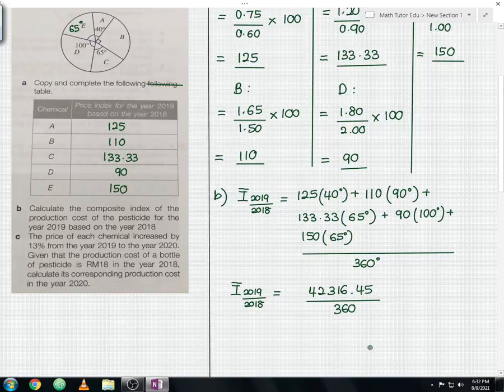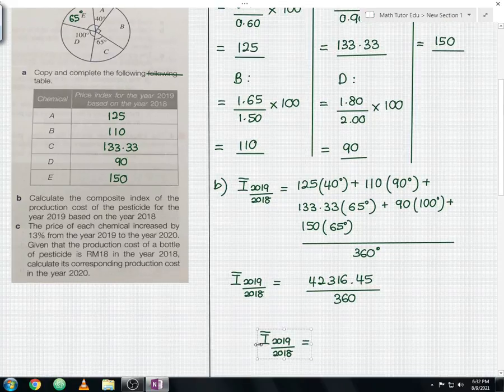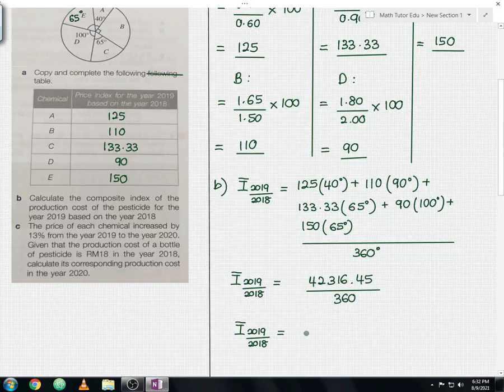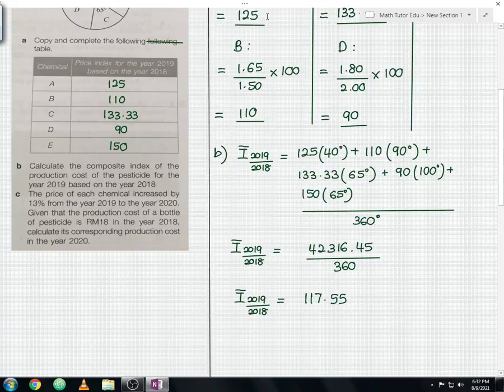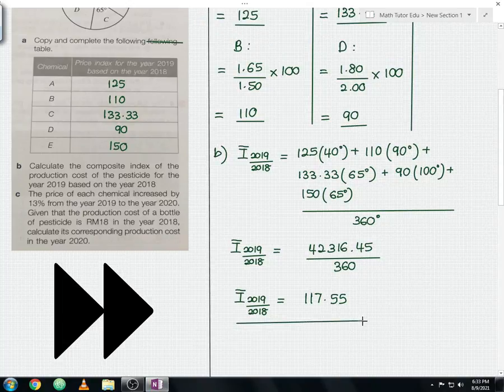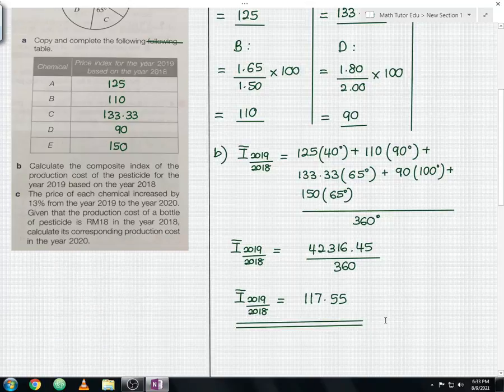From here you calculate this, and you should get your composite index of the year 2019 based on the year 2018 is 117.55. So this is your composite index. Let me underline the solution for question part B. From here, let us proceed with our discussion for question part C now.